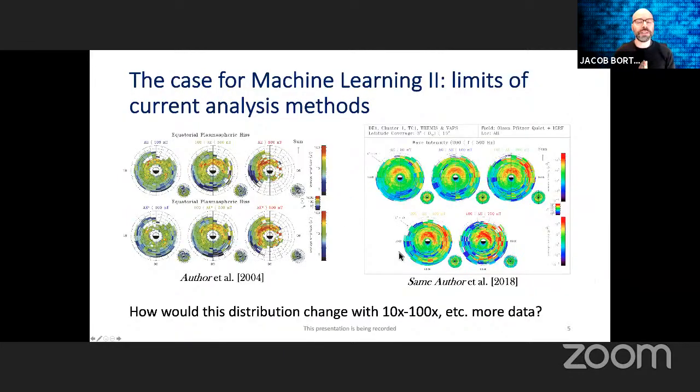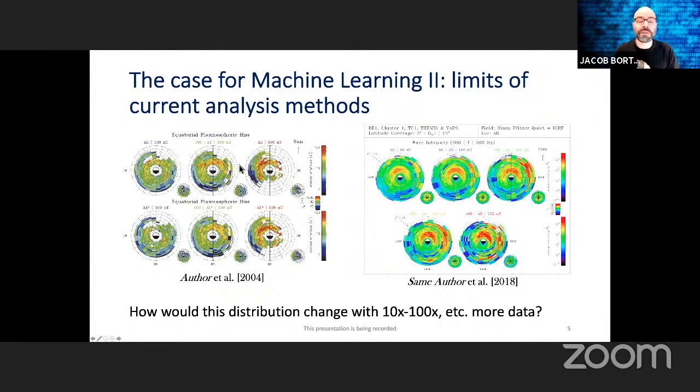The second case for machine learning is the limits of the current analysis methods. Here I'm showing two plots by a friend and a colleague whose name I'll withhold. I don't want to embarrass this person, but this is not a criticism, and I'm actually a co-author of a few of these papers. I just want to illustrate the limits of the current analysis methods. The way we currently do our analysis on satellite data is we do something like this. This is a paper from 2004.